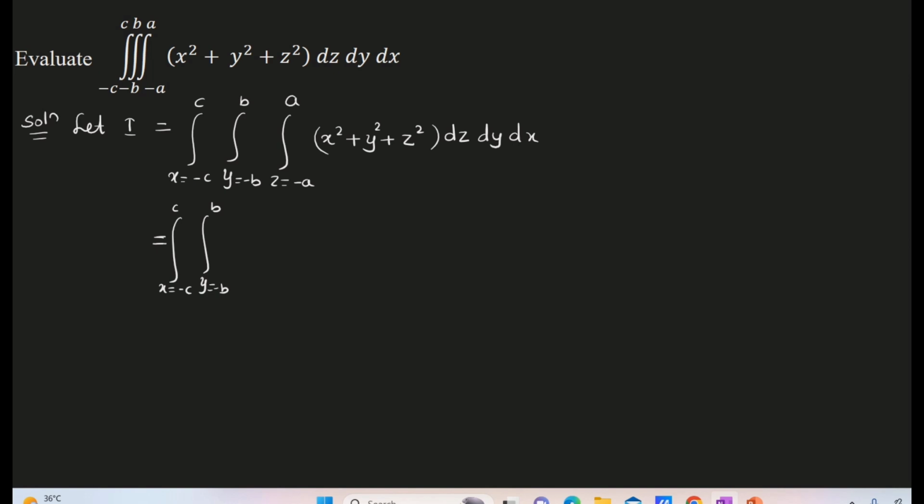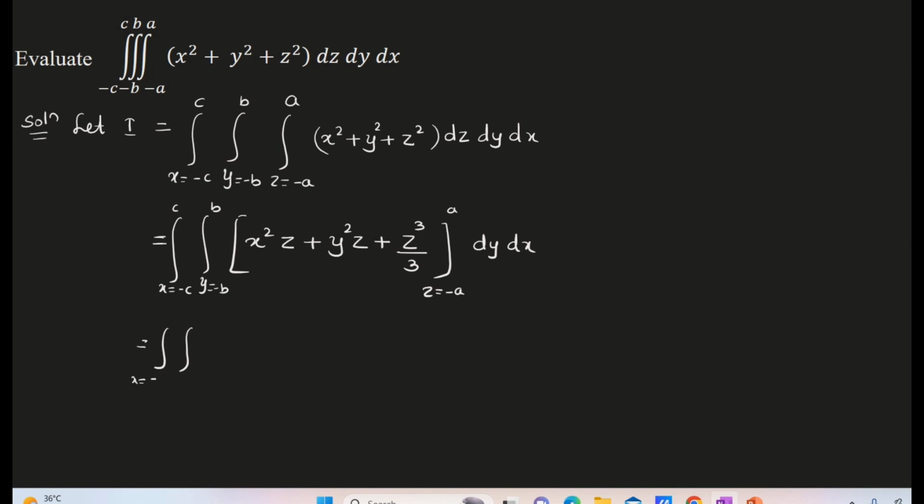With respect to z, x square and y square both act as constants: x square dz plus y square dz plus z square dz. So the integration of x square dz is x square into z, plus y square into z, plus the integration of z square, which is z cube by 3. The limits are z equal to minus a to plus a, then dy into dx. Now substitute the upper and lower limits.